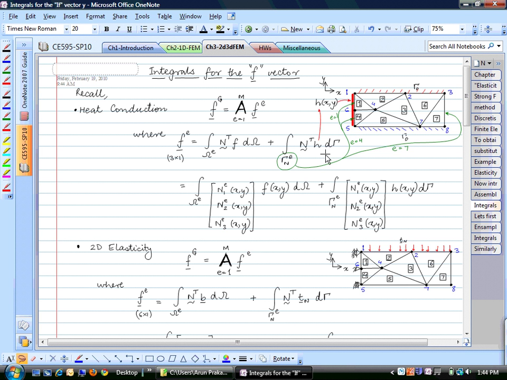But in this case, we need to find which are those elements which have a boundary that is common to the traction boundary. So for example, this element has one edge which has heat flux specified onto it. So that is the traction boundary for that element. Similarly, this element has this edge. This element has the free edge, which is also a traction boundary because there is no heat flux being applied there. Okay.